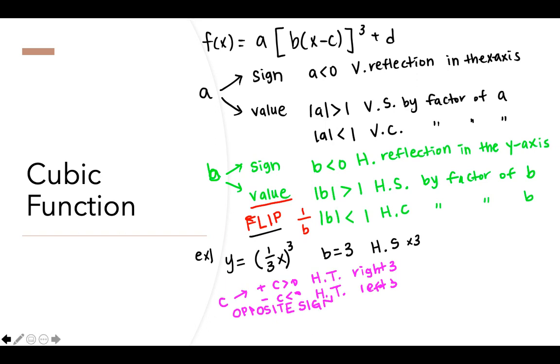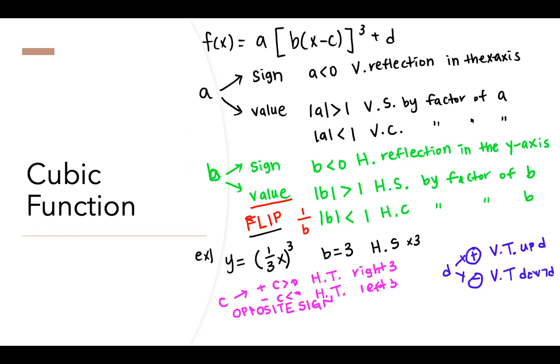Now, lastly, we have letter d. So d represents a vertical translation. For d, you just read it as it is. If it's positive, that means it's greater than 0, then it's a vertical translation up d. And if it's negative, meaning less than 0, it's a vertical translation down d.